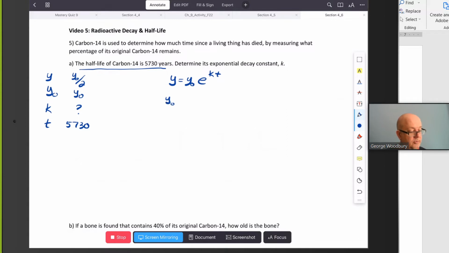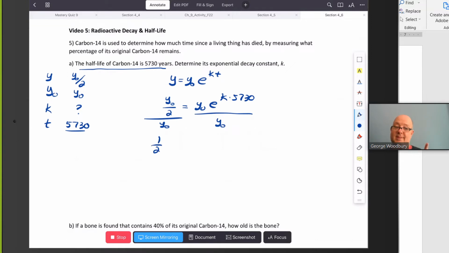So y sub 0 divided by 2 equals y sub 0 e to the kt power. We'll start by dividing; t is that 5,730 that we have. Divide both sides by y sub 0. The left side is 1/2, and that's always going to be the case. 1/2 equals e to the k times 5,730 power.